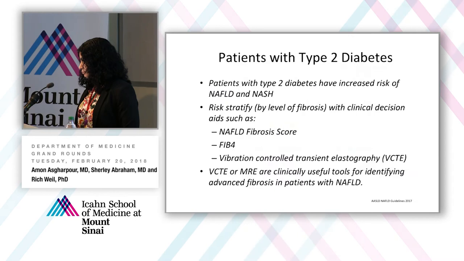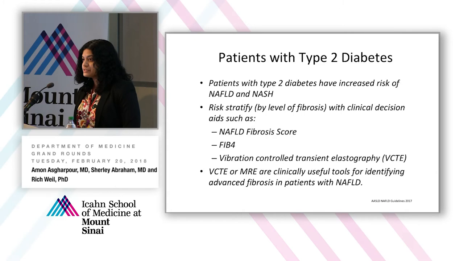In patients with type 2 diabetes, they have an increased risk of both NAFLD and NASH. We can risk stratify using the risk calculators that were shown, the NAFLD fibrosis score and the FIB4 calculator, and also to use them as decision aids, and then also using imaging, using the VCTE or FibroScan or MR elastography, which are clinically useful tools for identifying advanced fibrosis in patients with NAFLD.